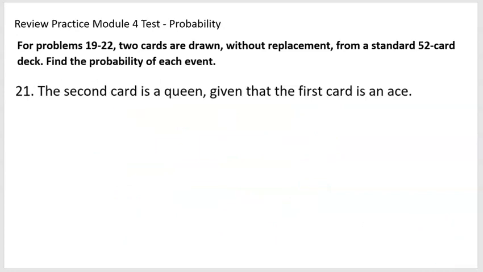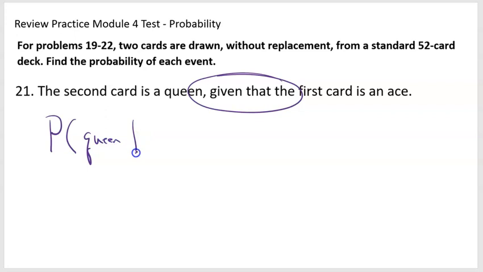Okay, so we're still drawing 2 cards without replacement from a standard 52 card deck. Let's find the probability that the second card is a queen, given that the first card is an ace. So what this is saying is you're drawing 2 cards. The first one is an ace. You already know the first one is an ace. What is the probability that the second card is a queen? So again, this is a given problem. And in a given problem, usually your sample space is restricted. So if I use the proper notation, this is the probability that your card is a queen, given that your first card is an ace.